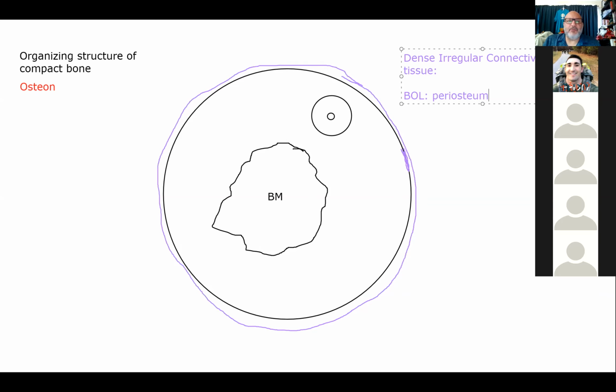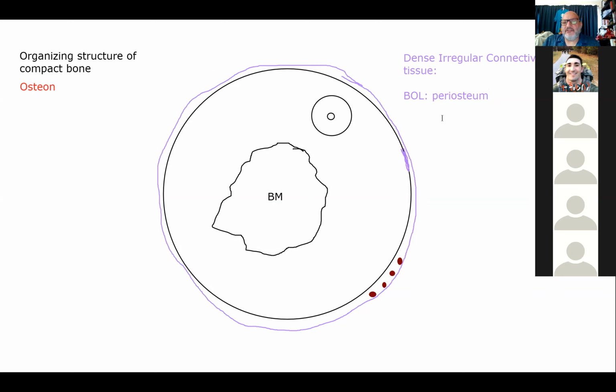So we have this periosteum, this dense irregular connective tissue that wraps around the outer surface of the bone. And as I mentioned, I purposely left some spaces there. And the reason I purposely left those spaces is because, as we're going to see, there are going to be some immature cells that will be found housed inside of our periosteum.